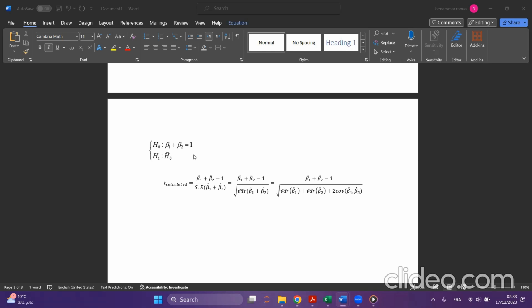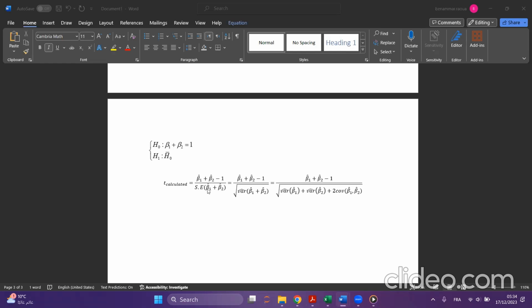This is actually a test of linear restrictions, but we don't have the possibility to get the restricted residual sum of squares. So we are doing what is called a post-hoc test of linear restrictions, which is the t-test. We use the exact same formula we're used to, so it's the estimate minus the value in the H0 divided by the standard error of the estimate.